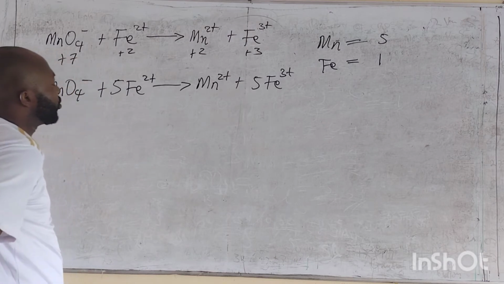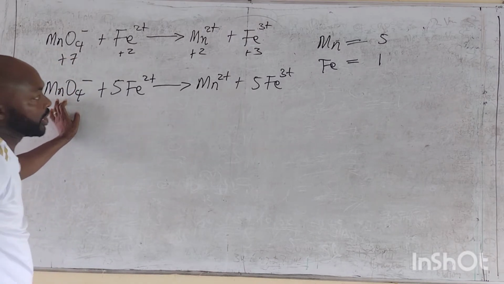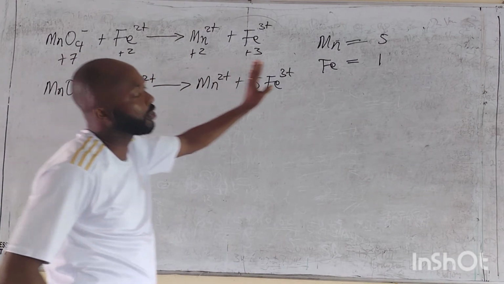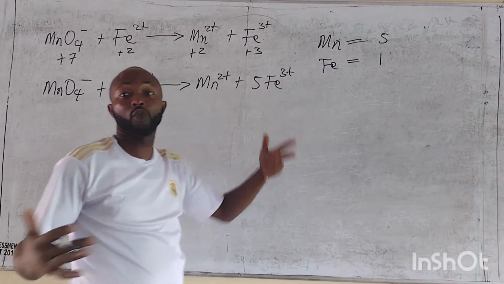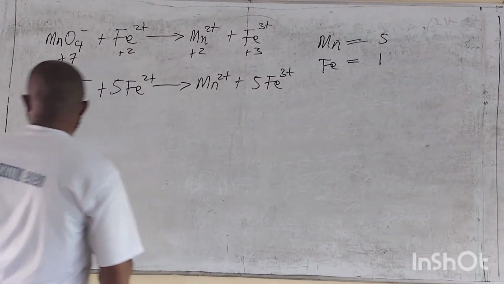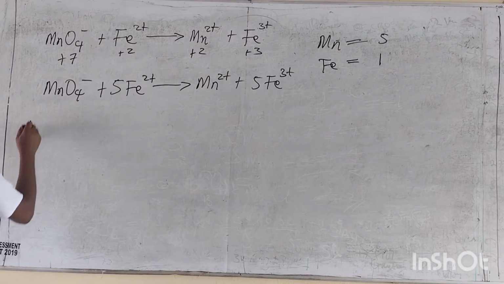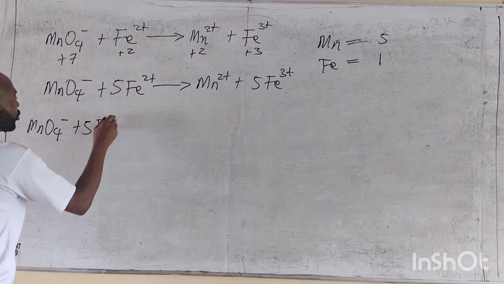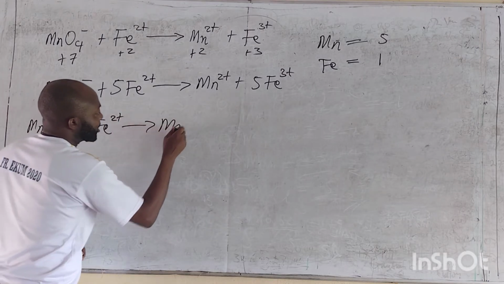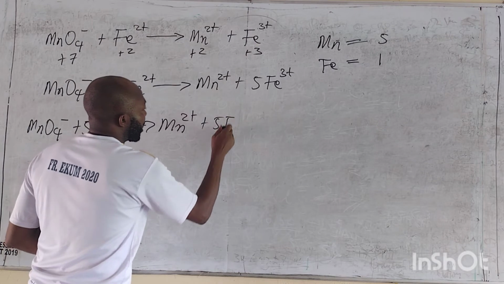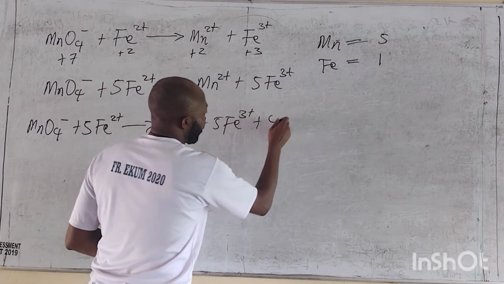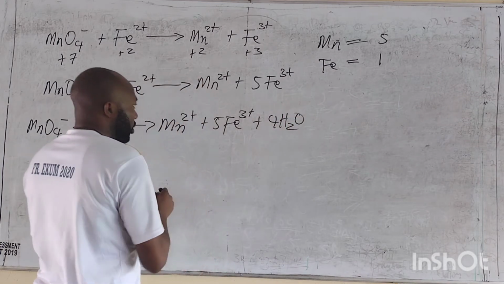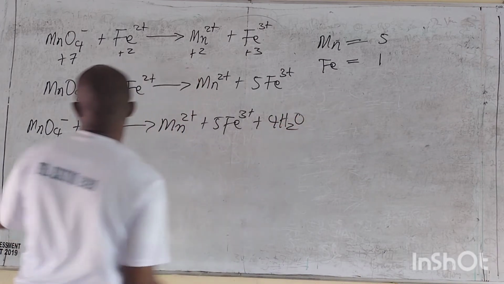Now, having done this, we balance for oxygen on the right hand side. We have 4 moles of oxygen, so we have to put 4 oxygen this way by introducing what? Water, for water contains oxygen. So now I can have MnO4 minus plus 5 Fe2+ gives us Mn2+ plus 5 Fe3+ plus 4 moles of water. So by this, oxygen has 4, so oxygen is balanced.